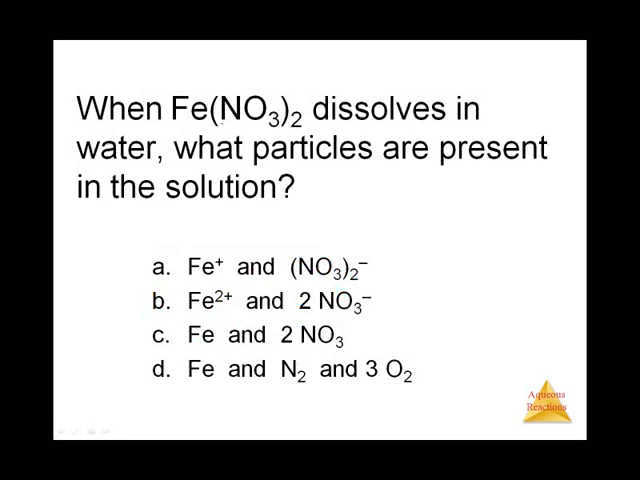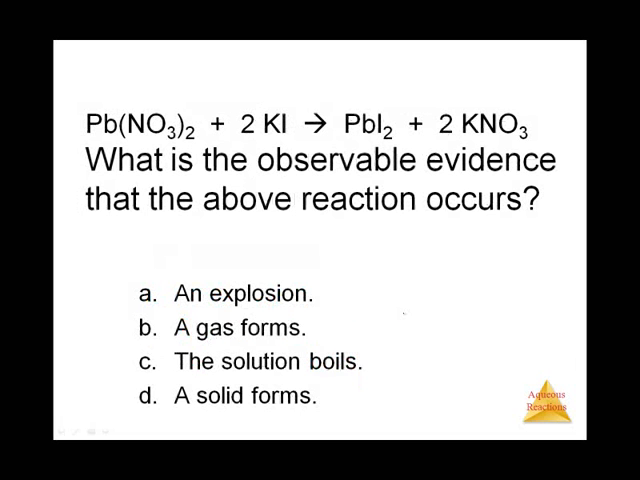When iron 2 nitrate dissolves in water, what particles are present in solution? Well, I'm going to have Fe2 plus, right, and 2 nitrates. So it's going to be B. Lead nitrate and potassium iodide make lead iodide and potassium nitrate. What is the observable evidence that the reaction occurs? Alright, so I got to make something that I can see. I'm not making a gas, so there's no bubbles. And so this is insoluble, so this is going to be a precipitate. So a solid form should be the answer.